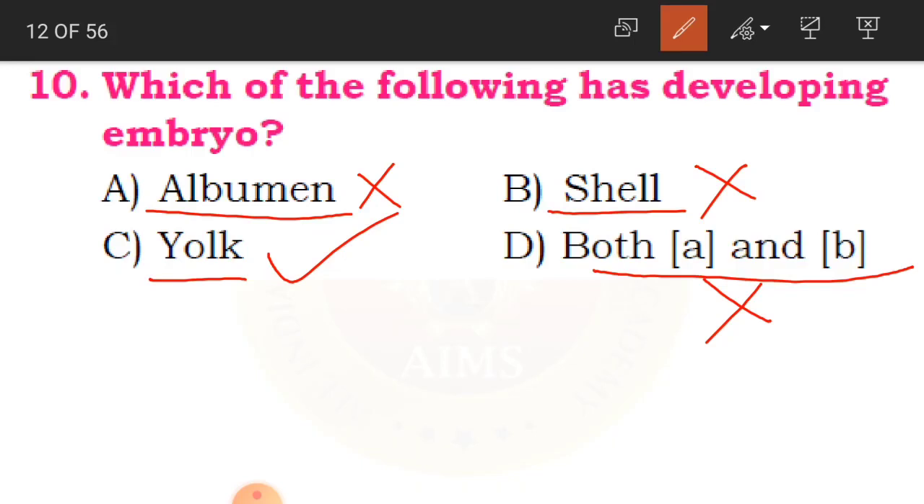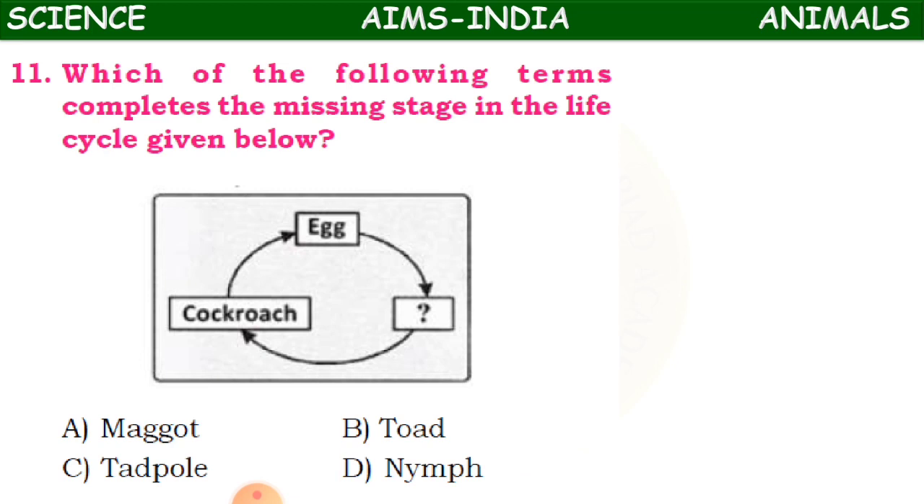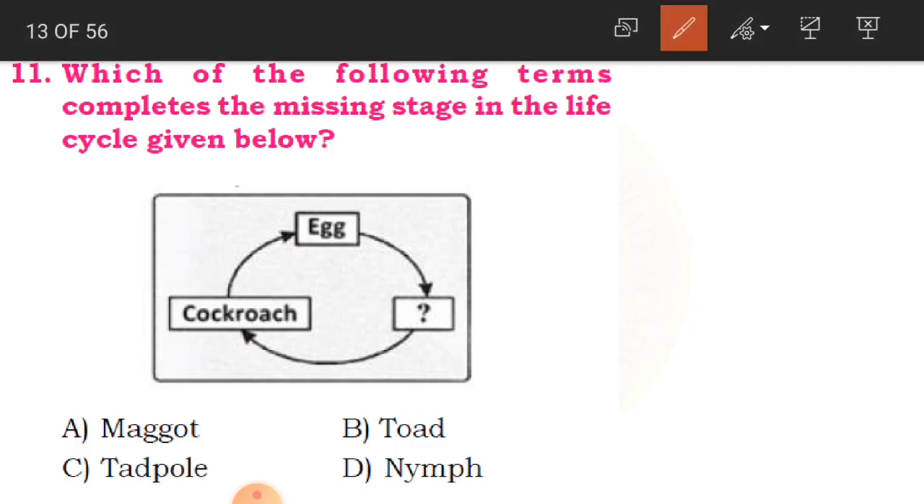Okay, children? Now we'll move into the 11th question here. Which of the following terms completes the missing stage in the life cycle given below? See here, children. It is about the cockroach here. Cockroach-like life cycle. So here, there are only two stages. The third stage here is a question mark. Now, we have to identify which stage this is.